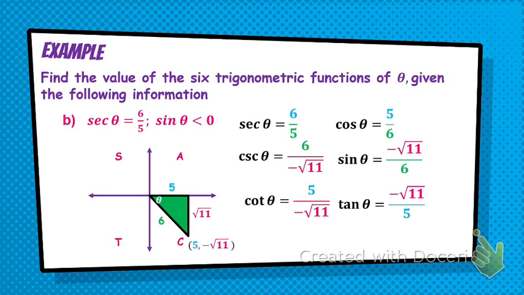And I always like to write my ordered pairs, that way whenever I write my x or my y, it helps remind me what is negative here. So we had the cosine of 5 over 6, secant of 6 over 5. The cosecant and the sine, I'm going to write my sine and tangent first. So the sine is opposite. So opposite is square root of 11. But notice square root of 11 is negative because that's the y value over the hypotenuse of 6. So that's negative square root of 11 over 6. The cotangent is 5 over negative square root of 11. Tangent's negative square root of 11 over 5.